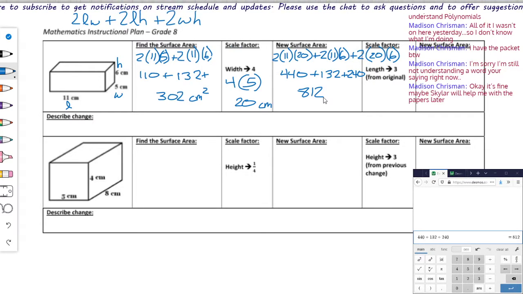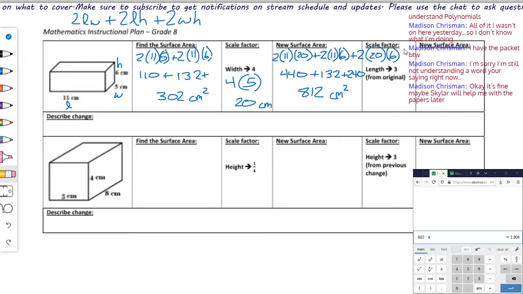With our volume, when we multiplied by a scale factor, the volume changed by that same amount, so I could just take this and multiply it. But if we do this with our surface area, so if I do 302 and try to multiply it by 4, we don't get the same answer. We get 812. This says it's supposed to be 1208, so it does not follow the same trend as it does with volume. So surface area is not affected the same way as volume. So you will have to recalculate it.